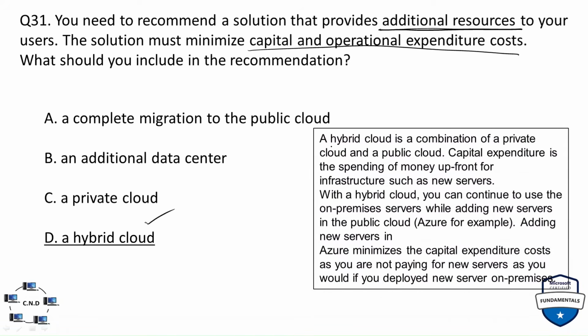So here is the explanation. A hybrid cloud is a combination of a private cloud and a public cloud. Capital expenditure is the spending of money upfront for infrastructure such as new servers. With a hybrid cloud, you can continue to use the on-premise servers while adding new servers in the cloud. Adding new servers in Azure minimizes the capital expenditure cost, as you are not paying for new servers as you would if you deployed new servers on premises.